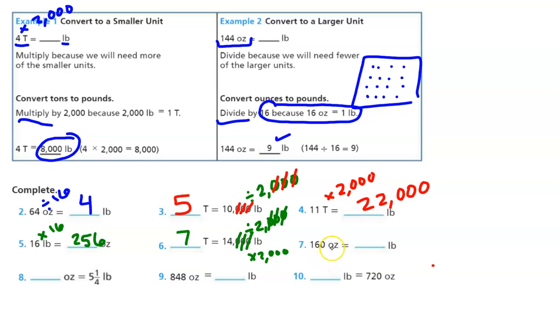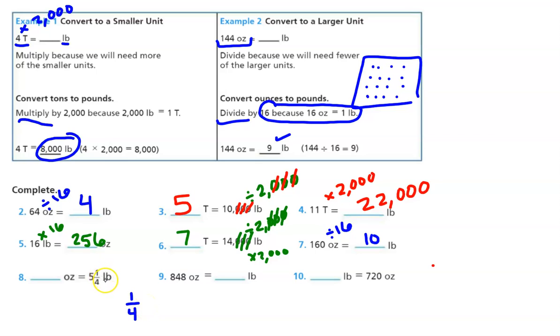Okay, this time I'm converting again to a larger unit. So because of that, I'm going to end up dividing, and I'm going to divide by 16 because there are 16 ounces in a pound. So that'll be 10 pounds. Here, ooh, I've got a quarter, so I got to be careful there. I might need to figure out first how many ounces a pound is. So you got to keep that in mind.